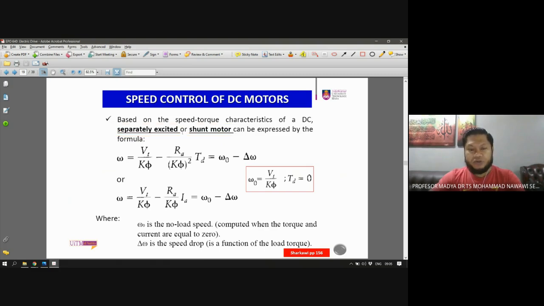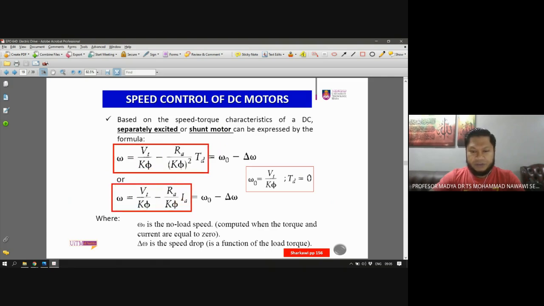for the shunt motor, you are going to have these key important equations, 1 and 2 here. They are the same equation. They come from replacing TD with the previous equation just now. Then you get these two equations, and these two equations determine how you are going to control the speed. So this is the speed of your motor.